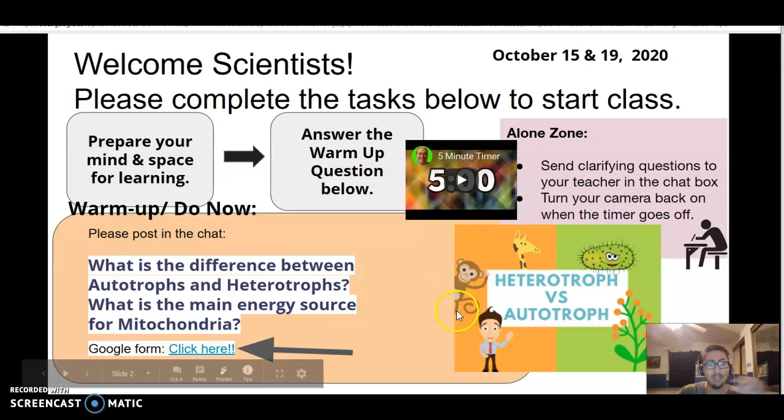Take as long as you need for this. Preferably, though, if you guys can get it done in less than 5 minutes, that'd be great. But this is asynchronous, so you guys can move at your own pace.